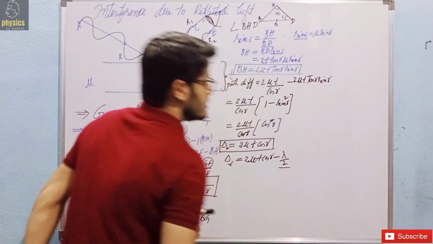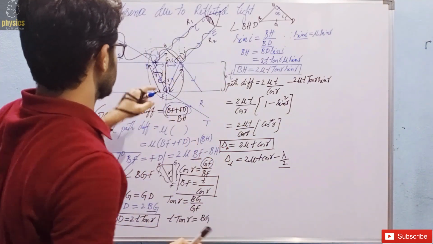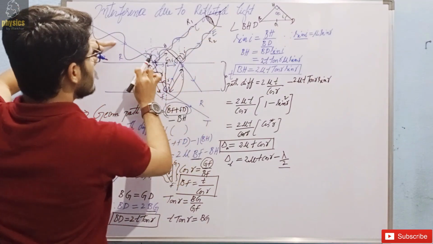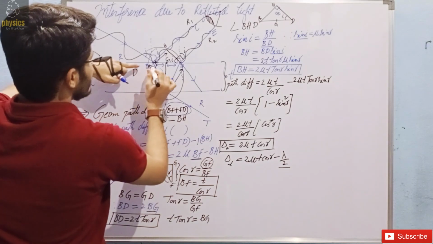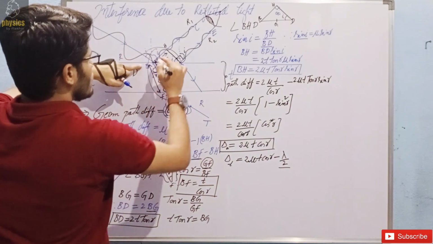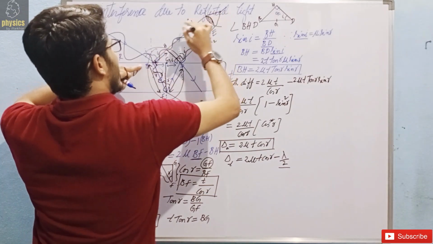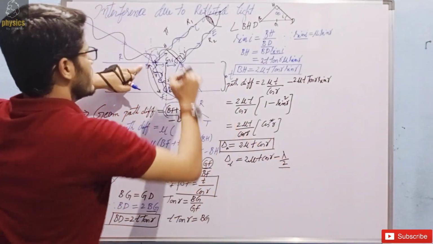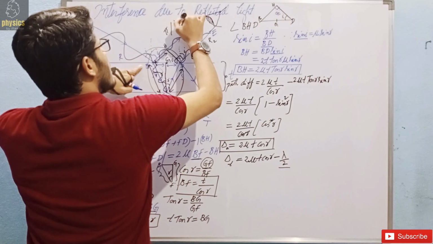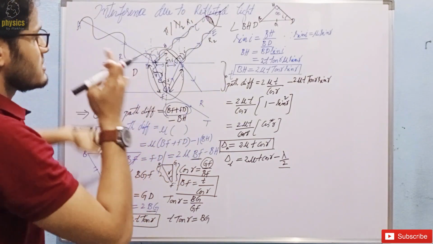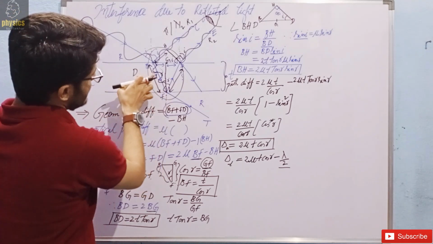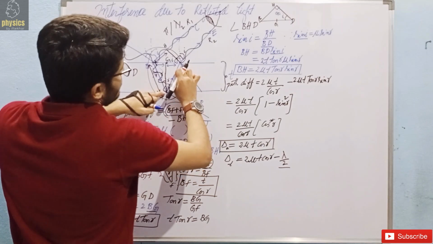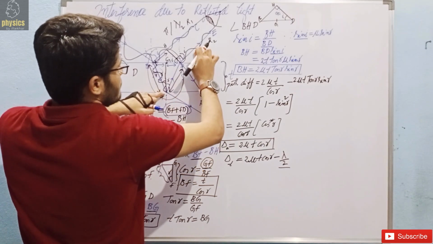How did we get this lambda by 2? One more time I am explaining. When the light gets reflected from the denser medium, here's the denser medium, the boundary from rarer to denser medium, when the light hits and gets reflected back, this light ray will suffer a phase change of pi and a path difference of lambda by 2. You can say the same thing as, the light ray is also getting reflected from this surface, so this light ray will also have a phase change of pi.